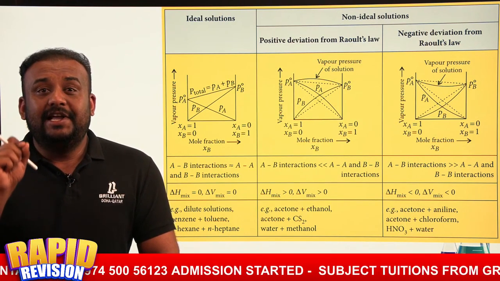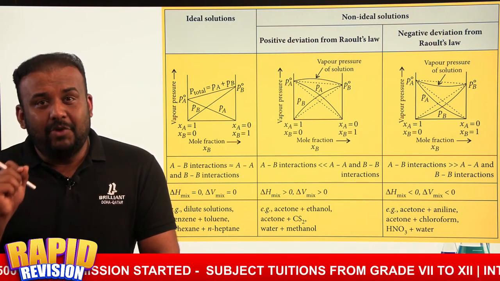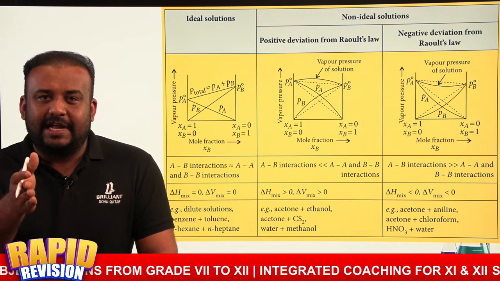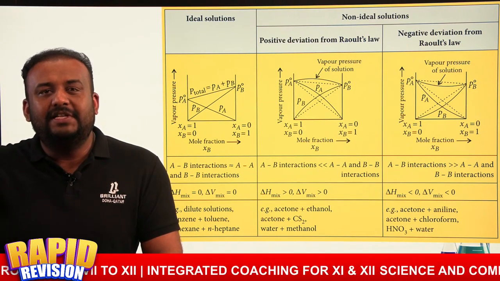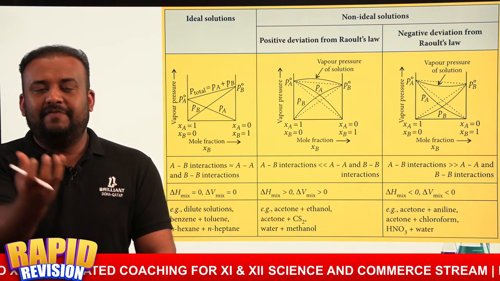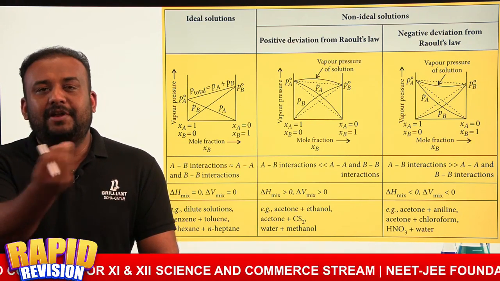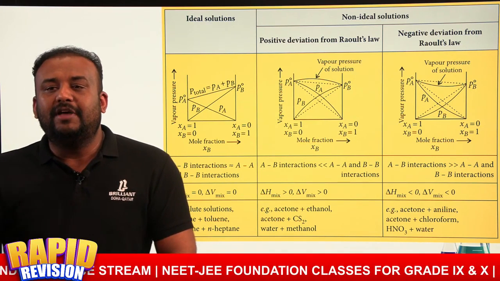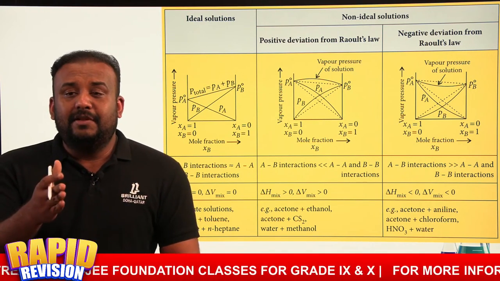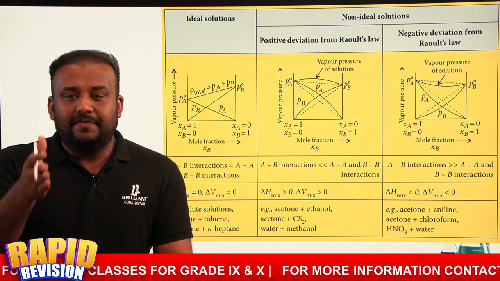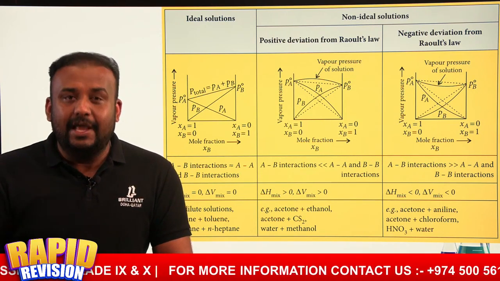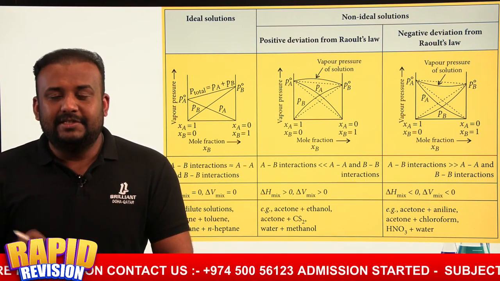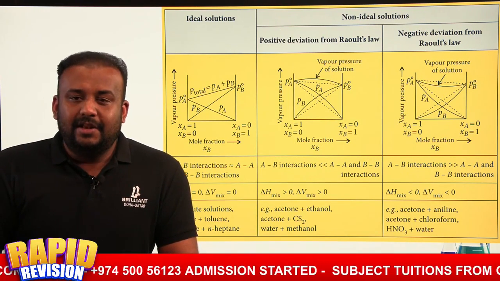There is a condition, a criterion that is very important. What is that criterion? Solute-solute interaction and solvent-solvent interaction. That means if you take a solute alone and whatever intermolecular forces it has, and if you take a solvent alone and whatever intermolecular forces it has, the strength of these forces must be approximately equal to the interactive forces between solute and solvent. This solution is called an ideal solution.